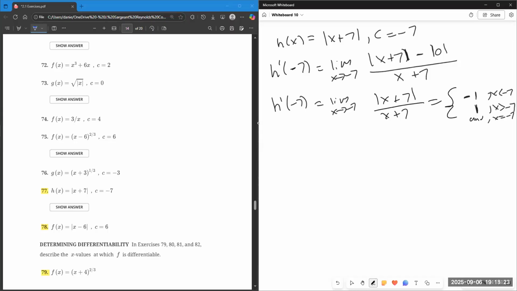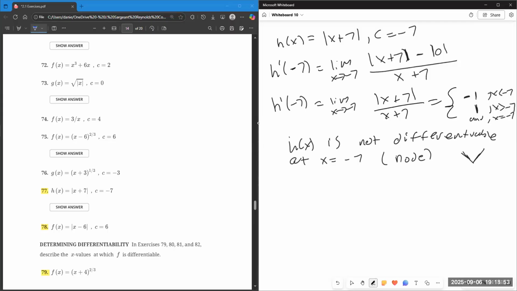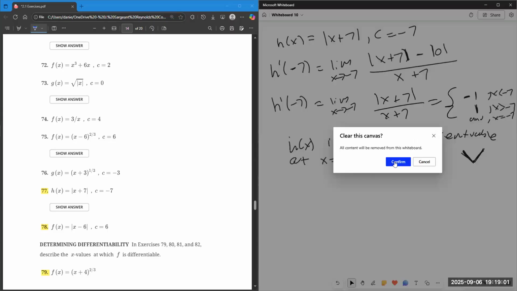So h of x is not differentiable at x equals -7. And there is a, it's called a node in the graph there. It comes to a sharp point in the absolute value function. All right, let's look at 78.